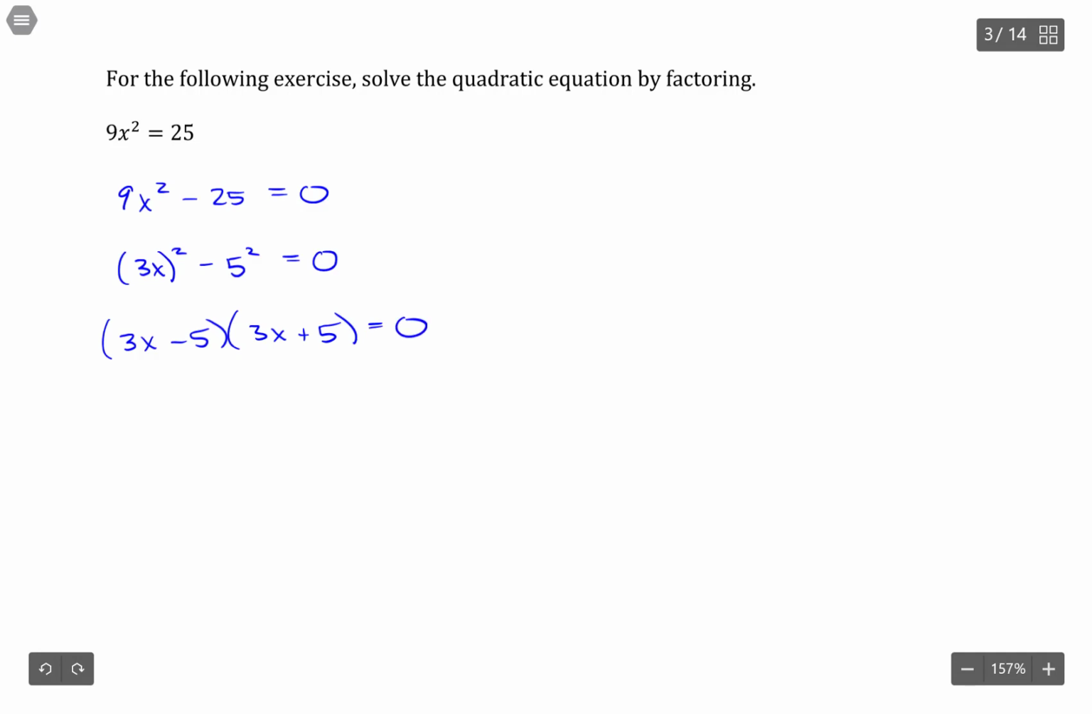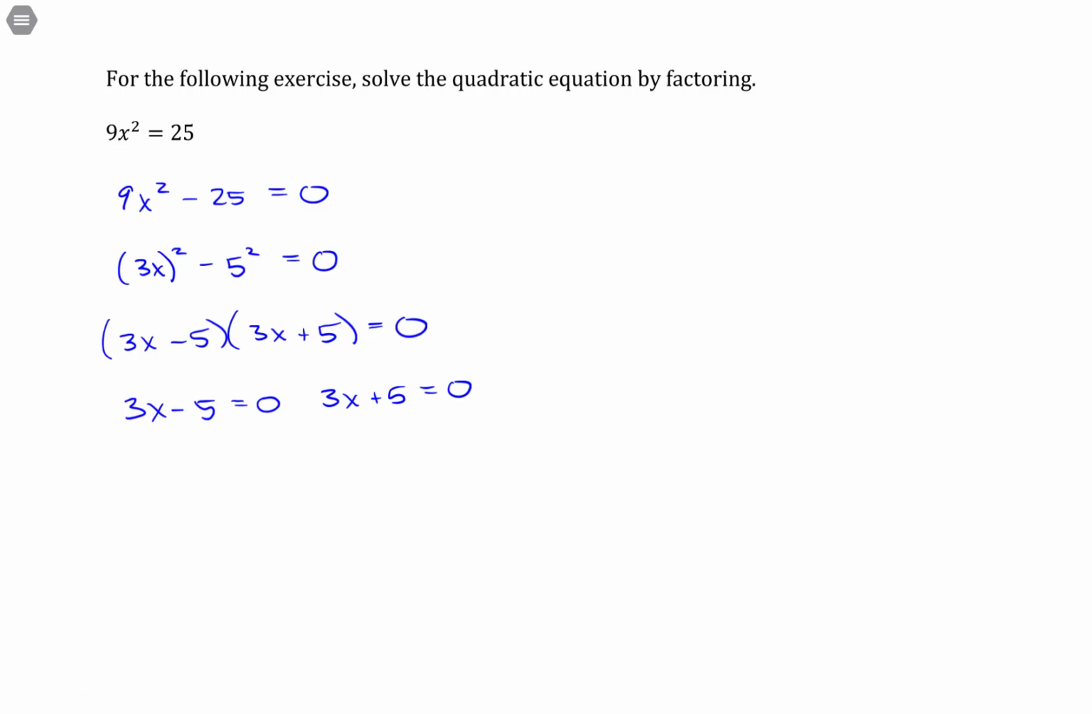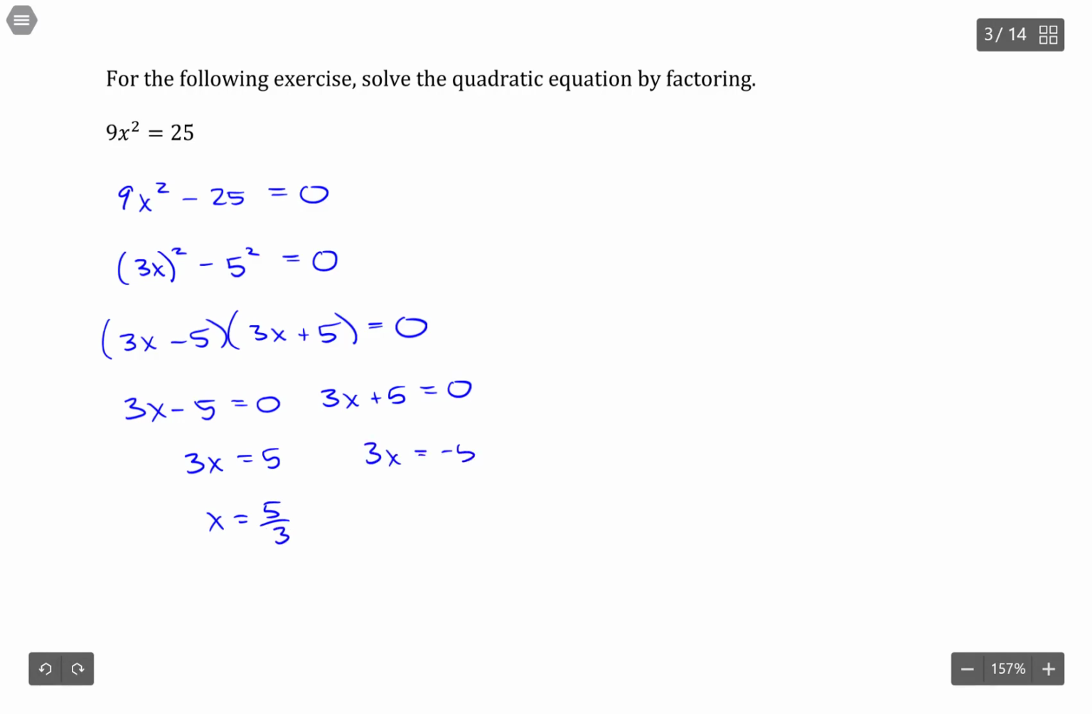Once those are both set to 0, I would have 3x minus 5 equals 0, and 3x plus 5 equals 0, and the solutions to these two linears would now give me the solution to the problem. So add 5 here, 3x equals 5, or x equals 5/3, and 3x equals -5, or x equals -5/3.